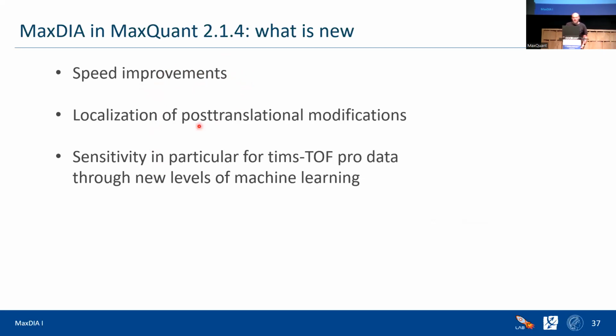And we have now included the localization score for PTMs. So you get a side table now for DIA data, just as you're used to for DDA data, and you have the same localization score based on the Andromeda score, not on the DIA score, but on the Andromeda score, also for DIA now. And then last but not least is the sensitivity increase, in particular for timsTOF Pro data. And this happened because we added two new levels of machine learning, and the third one is just coming also.